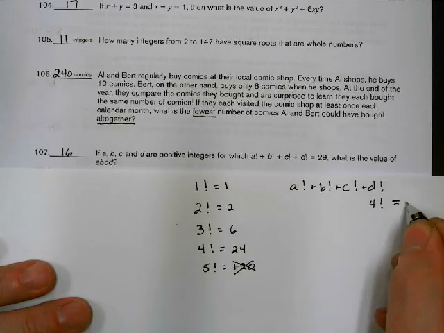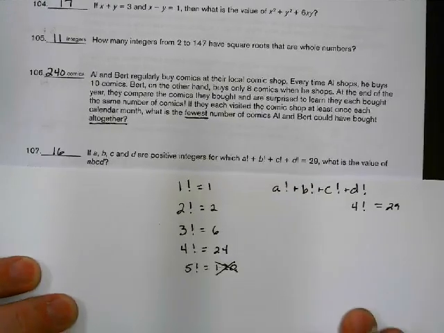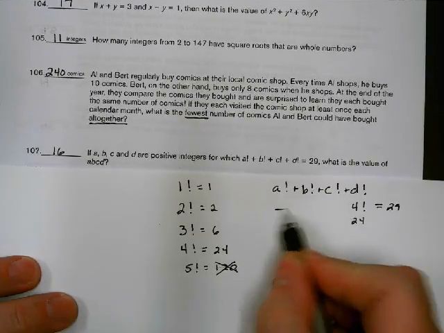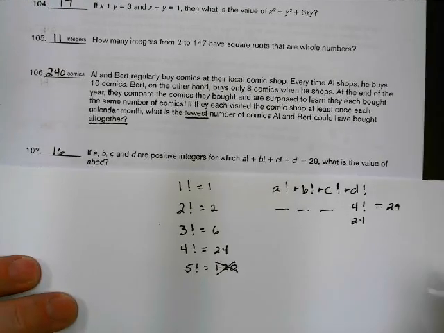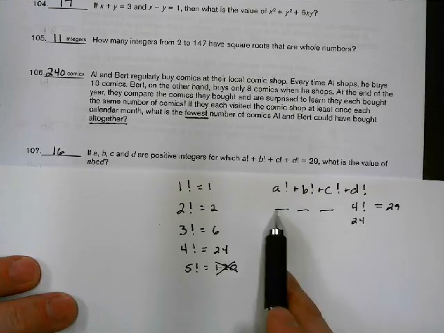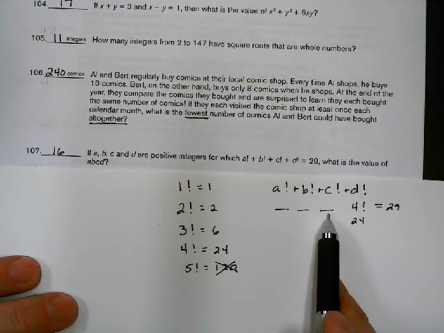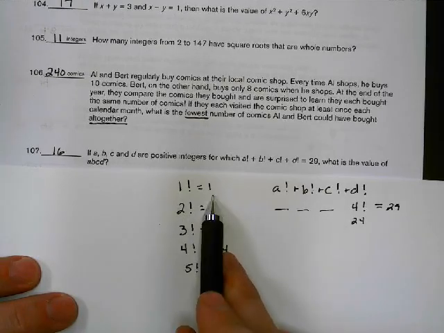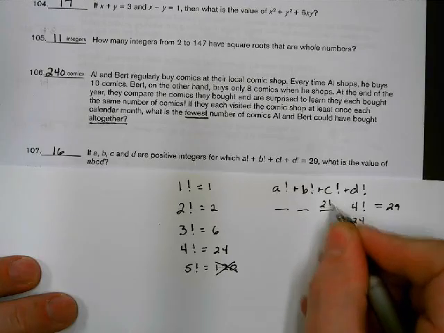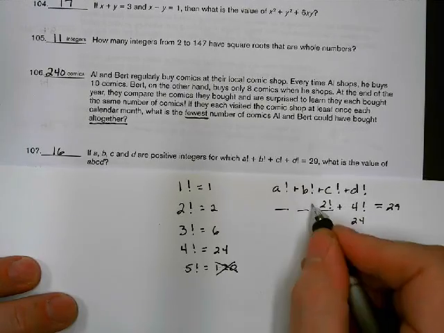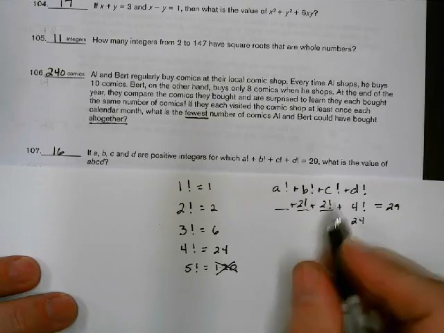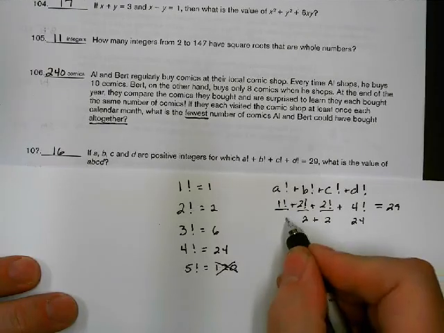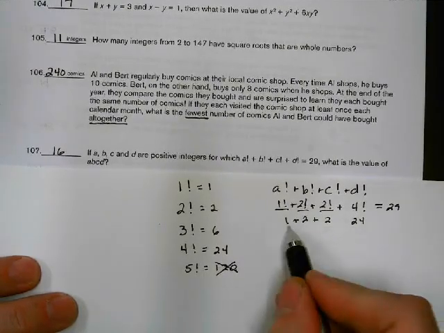All right, so this is 24. How much is left for the other 3? Well, we only have 5 left. If I've got 3 items and they have to add up to 5, I now know what they have to combine to. I need 2 of these and 1 of these. Because if I have 2 factorial and 2 factorial, that's 2 plus 2. And then this is 1 factorial, so that would be 1. There's the 5 that I needed left over after I used the 24.